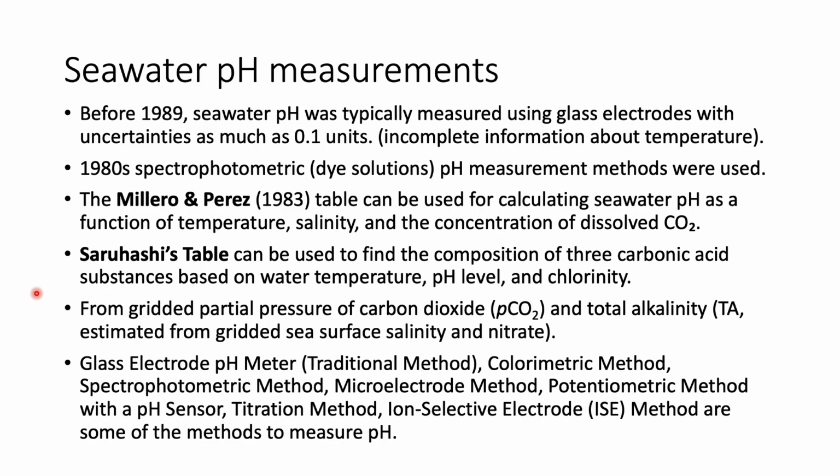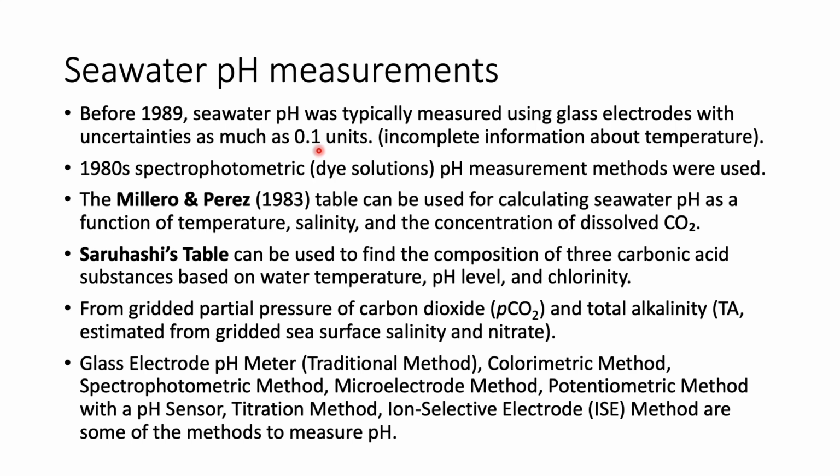Let us look at the seawater pH measurements. Before 1989, seawater pH was typically measured using a glass electrode with uncertainties as much as 0.1 unit. Now we had seen the great amount of change in hydrogen ion concentration if there is a difference of 0.1. So if the experimental error itself is 0.1 unit, then it is going to create lots of problems in our entire understanding and analysis.